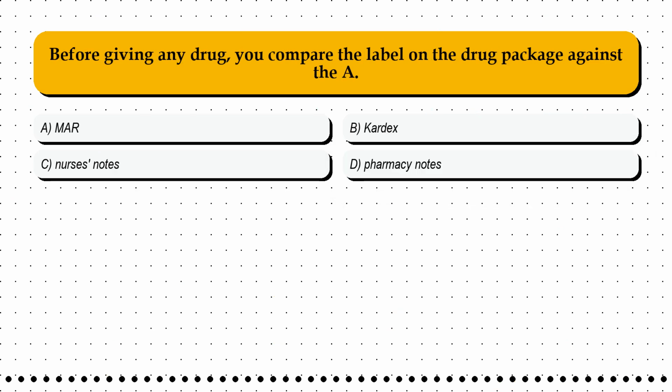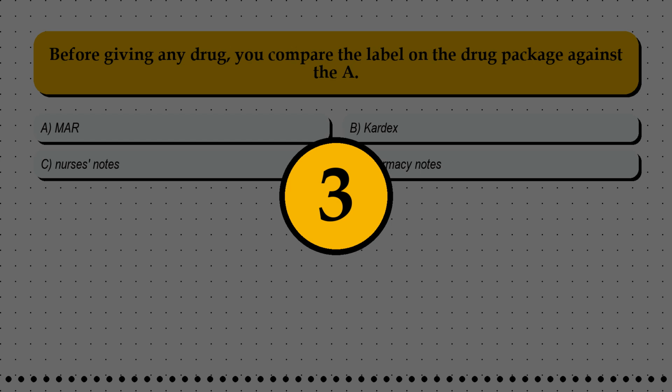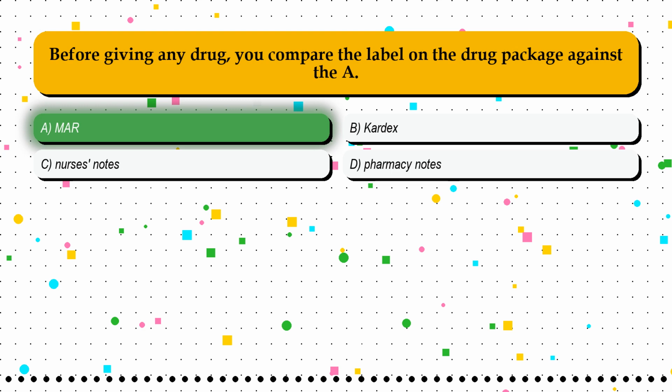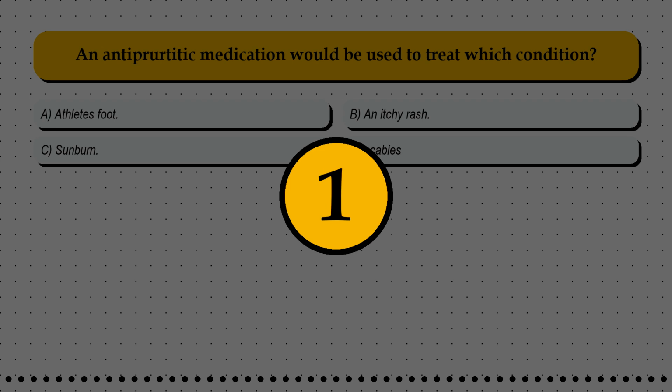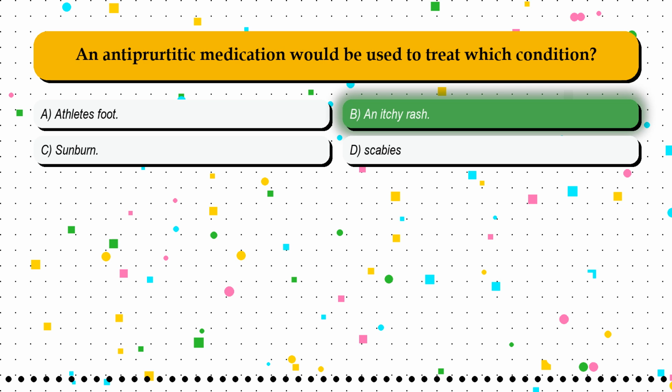Question 337. Before giving any drug, you compare the label on the drug package against the: Option A, MAR. Option B, Cardex. Option C, nurse's notes. Option D, pharmacy notes. The correct answer is option A, MAR. Question 338. An antipruritic medication would be used to treat which condition? Option A, athlete's foot. Option B, an itchy rash. Option C, sunburn. Option D, scabies. The correct answer is option B, an itchy rash.